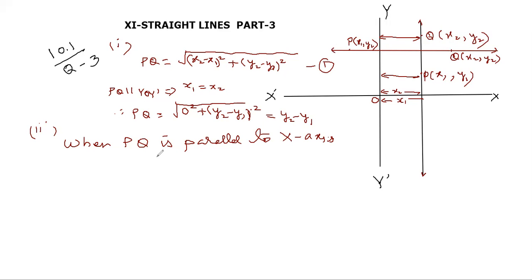Then when it is parallel to the x-axis, y1 will be equal to y2. Both are equal, so this will become 0. Therefore, the distance PQ will be equal to the square root of x2 minus x1 whole square, and y1 is equal to y2. Therefore, y1 minus y2 will be equal to 0. So your answer will be x2 minus x1.